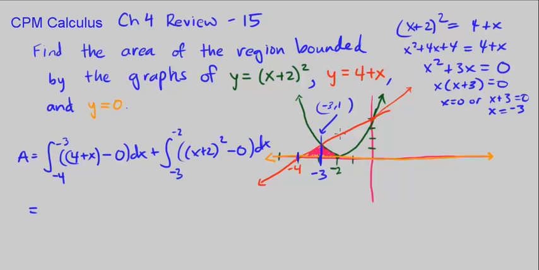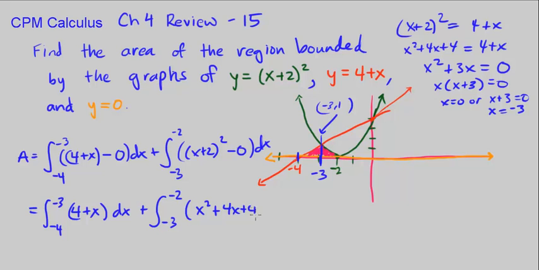So here, if we have a calculator, we can just plug these in and we'll be done. But let's do this one without a calculator. So simplifying that, that's just 4 plus x dx plus -3, -2. Again, if we square this, we multiply two binomials, we get x squared plus 4x plus 4 dx.